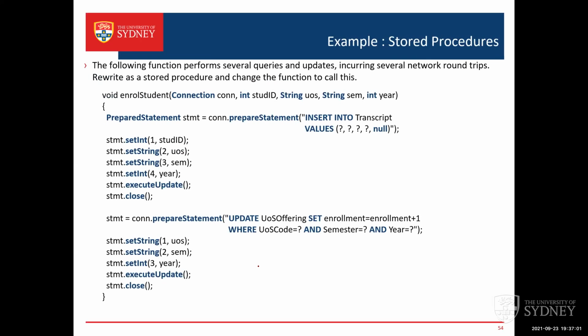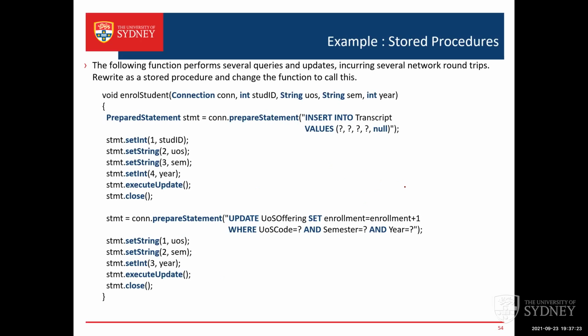Hopefully things are making some sense. So this is what I am trying to do. Let's say this is my normal procedure. This is the normal procedure where I have a prepared statement, insert into transcript. These are the values that I want to insert. Then update the UoS offering using these values that I have.